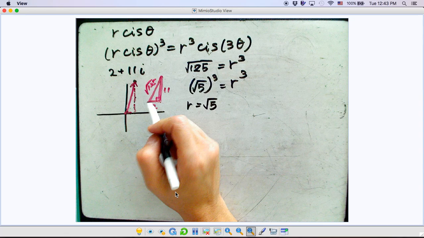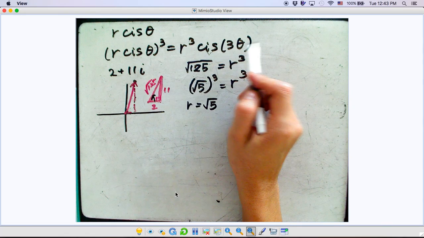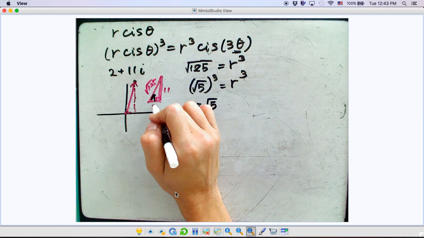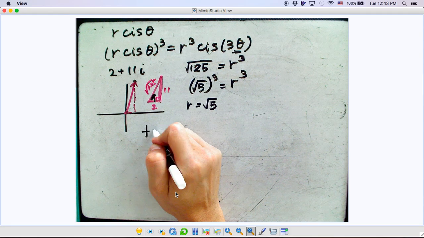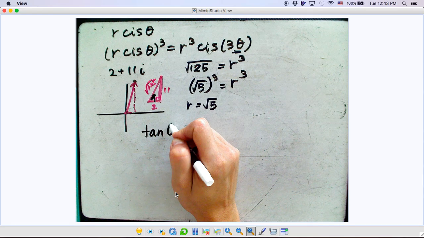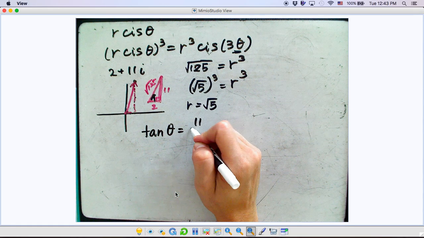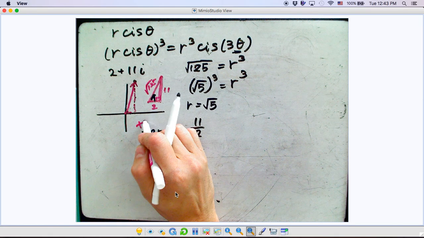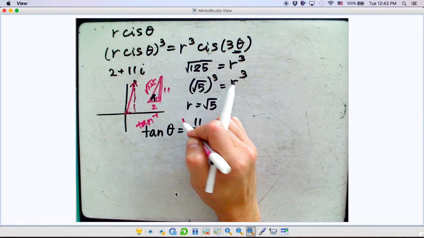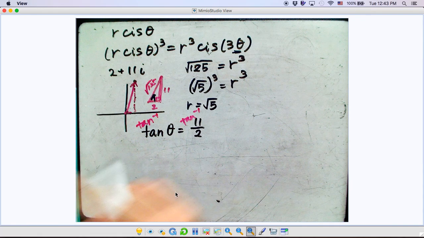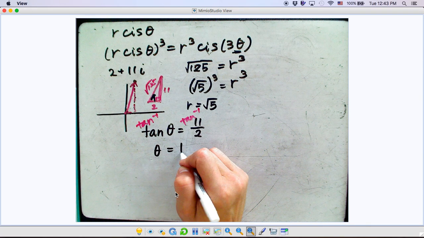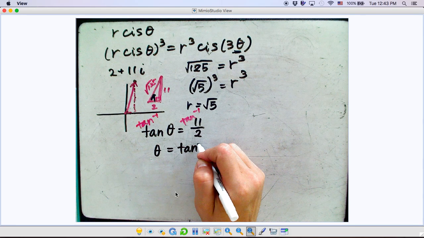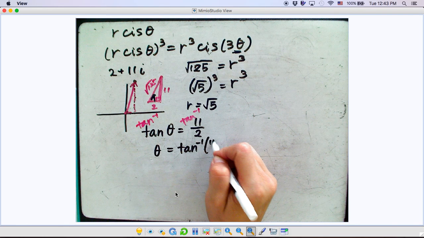And how do we find theta, which is the angle, right? So that is the tangent. So tangent of theta equals, we know that it's a slope, which is 11 over 2, rise over run. Now we want to undo the tangent, so we're going to use the inverse of tangent. So we'll have theta equals inverse tangent of 11 over 2.